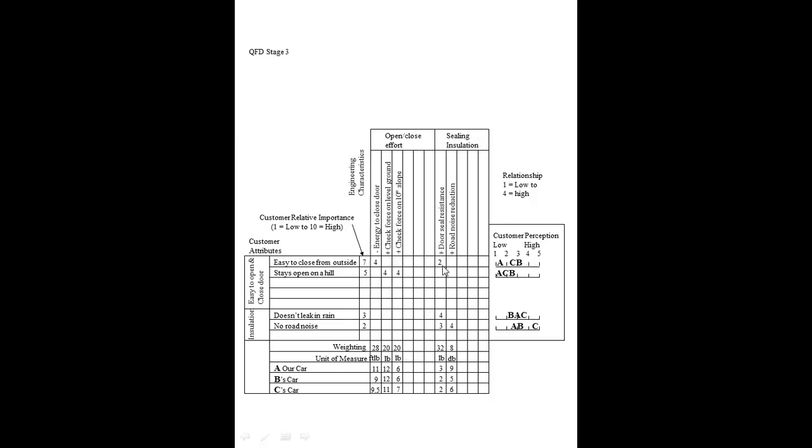This one here, we've got 2 7s are 14, plus 3 4s are 12, plus 2 3s are 6, making a total of 32. And for this one, we've got road noise reduction, again a measurable. If we multiply 4 by 2, we get an 8.